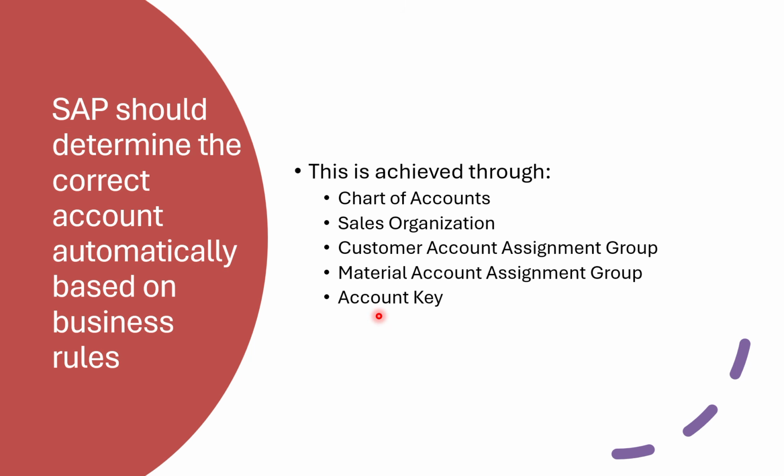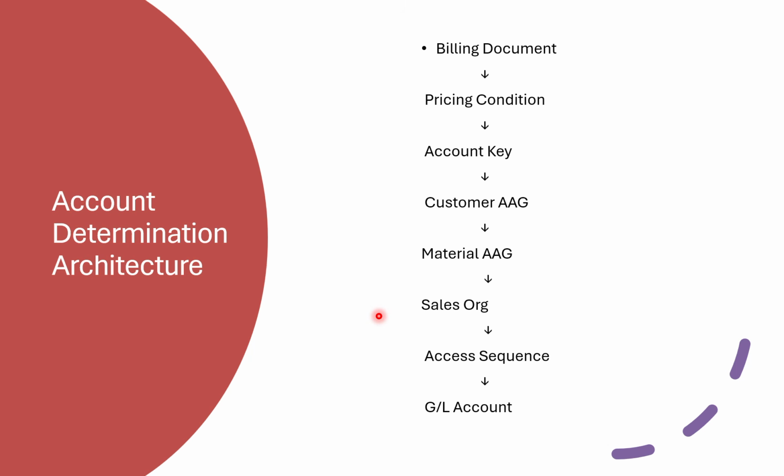Like for a revenue account, we will have ERL, and if it is a discount account, the key will be ERS. If it is tax, the account key will be MWS. These are the standard account keys. So, like I said, the preferred approach is the combination of customer account group, material account group, and sales org. Whenever you create the billing document, from the pricing conditions, account keys will be determined.